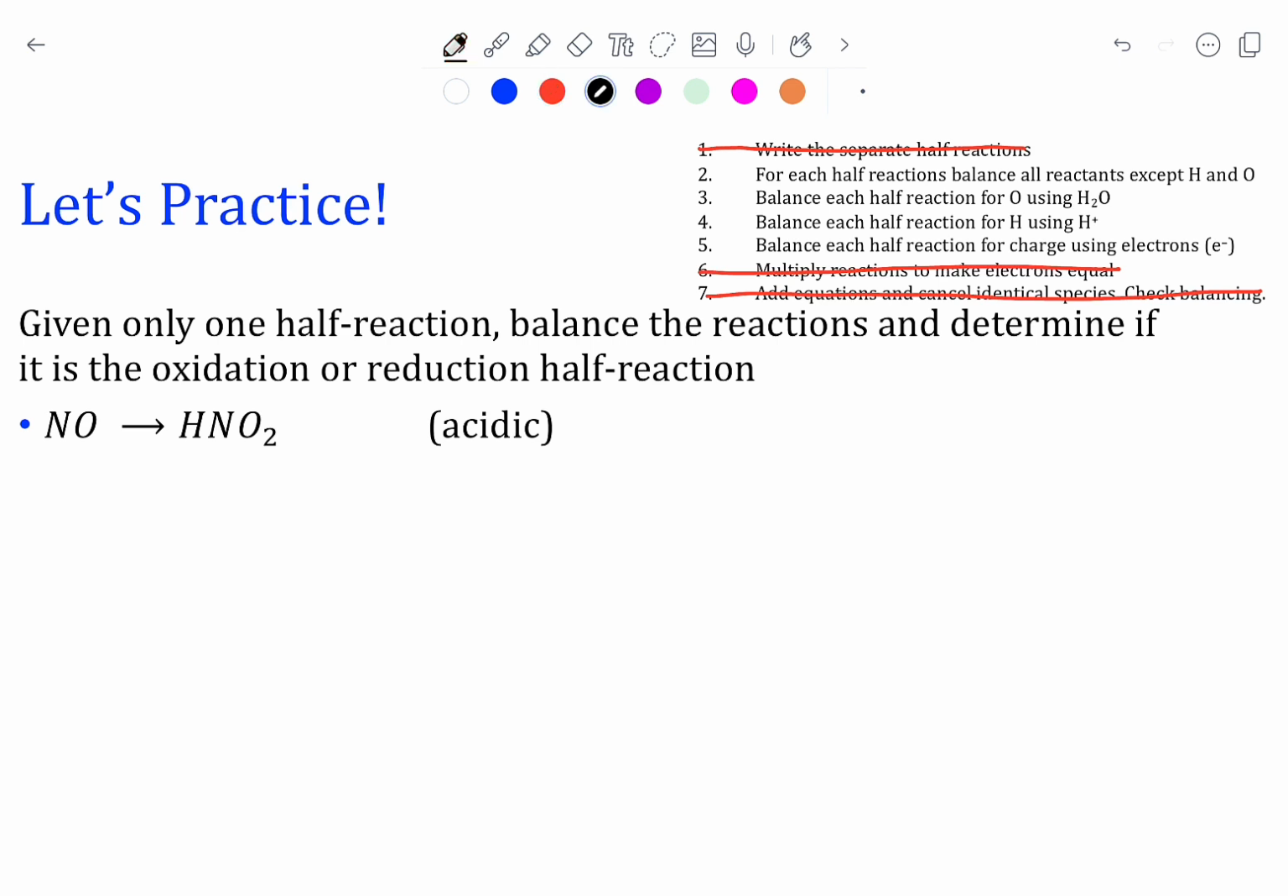Okay, let's jump into this. So I'm going to rewrite this: NO goes to HNO2. So our first step is balance all of our reactants except for oxygen and hydrogen. Nitrogen is balanced on both sides, so we don't need to do anything, so check that.